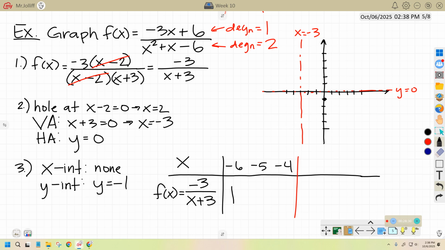Aubrey, what'd you get for -5? So -3 over -2 is 3 over 2, I'm going to go 1.5 because I think that's easier for my little brain to graph. I agree. Very good. Luis, what did you get for -4? 3. Perfect. So we've got enough information to plot the graph to the left of our vertical. -6 here is 1, and then 1.5, and then 3.